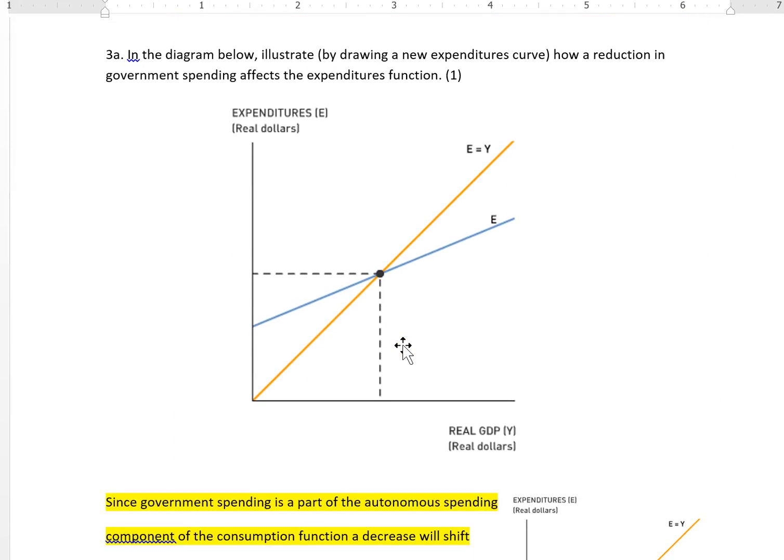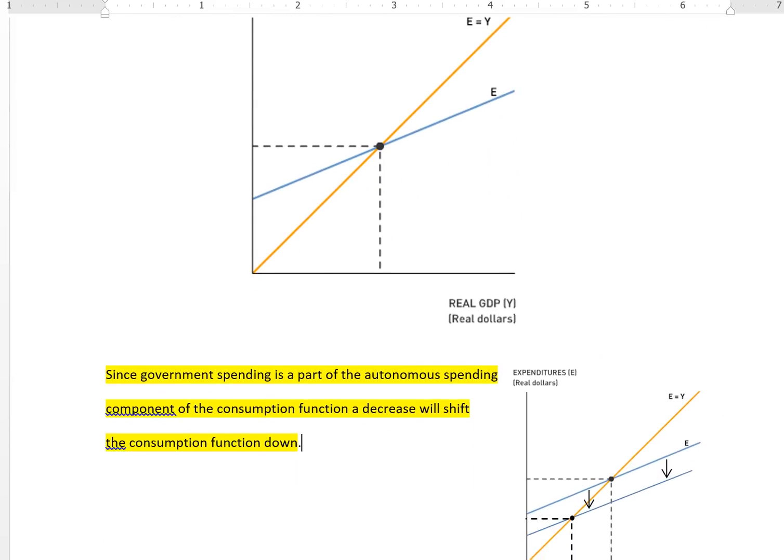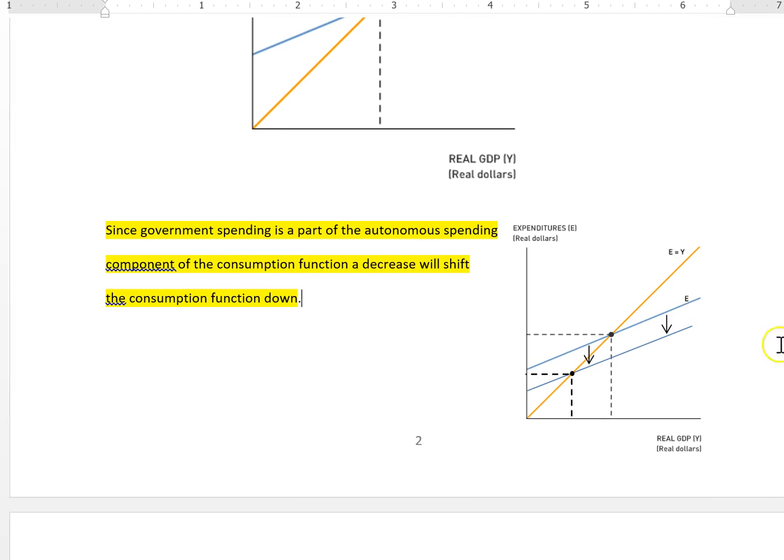It's going to look like this. So a reduction in government spending reduces overall spending. Remember, this 45-degree line, excuse me, I keep saying 45-degree line. This line right here is all spending. And it simply would shift downward, and you would have a new intersection right here.